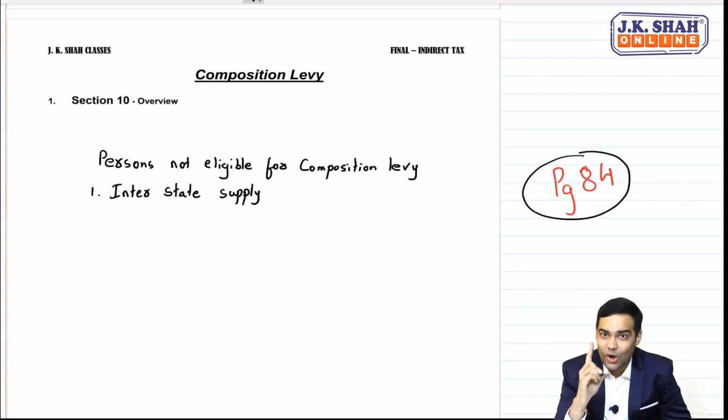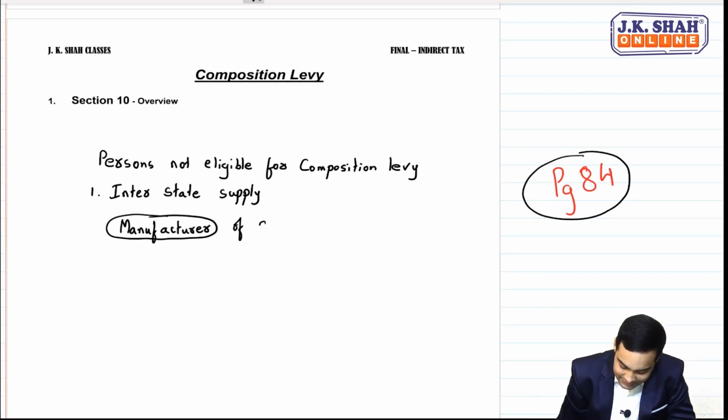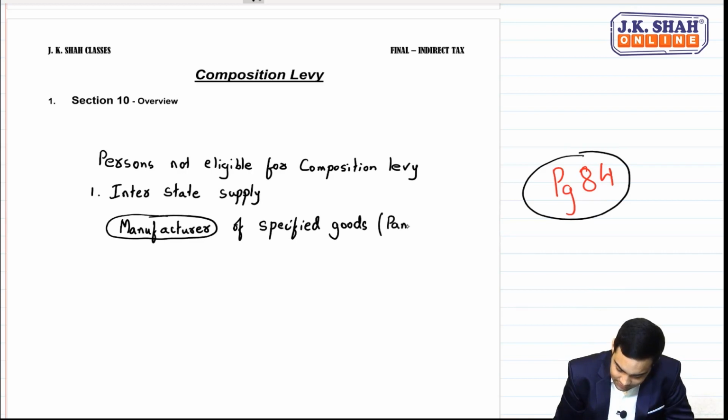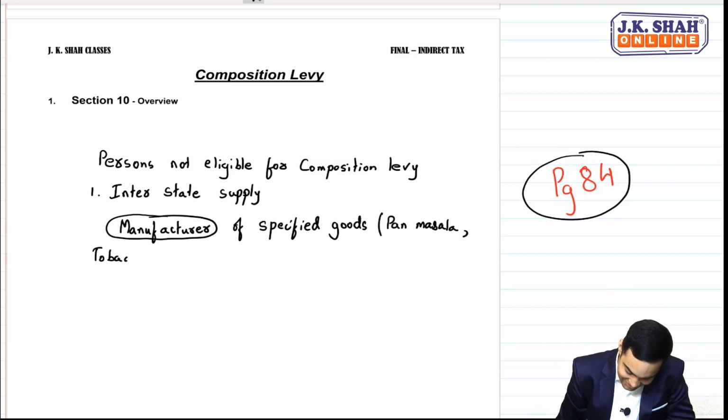Now, one of the points in this was manufacturer. The key word was manufacturer. Manufacturer of specified products. See, a trader is allowed. Only a manufacturer of specified goods was not allowed to take composition levy. Sir, what were those goods? Pan masala manufacturer, you won't give him composition scheme. Tobacco, ice cream, which you were always worried about, that how can government mention ice cream in this? Aerated water.